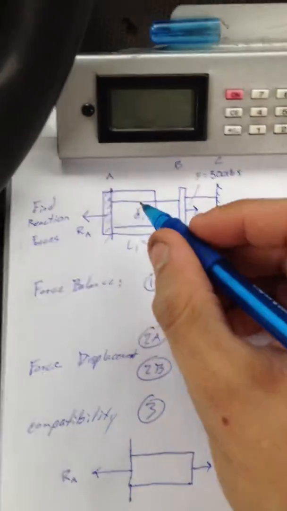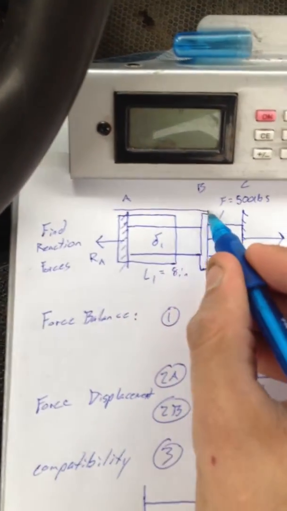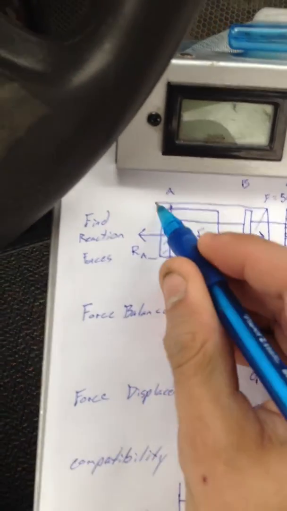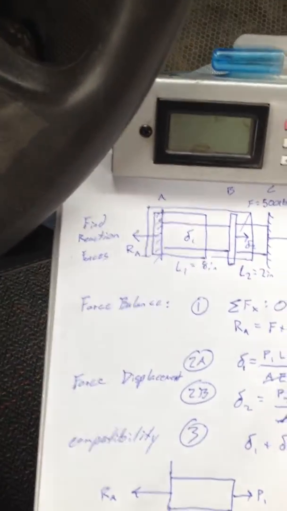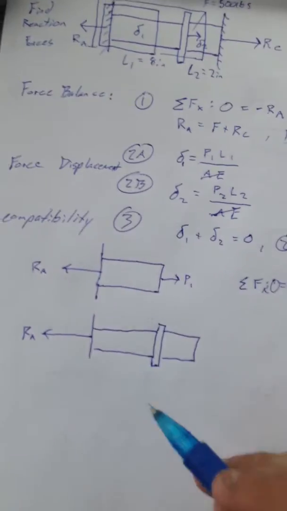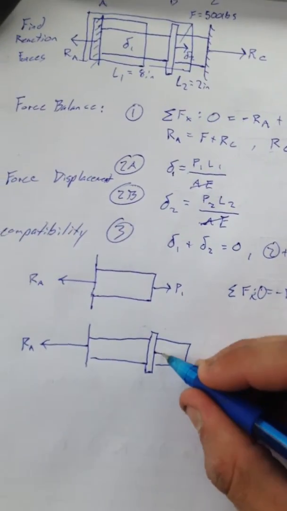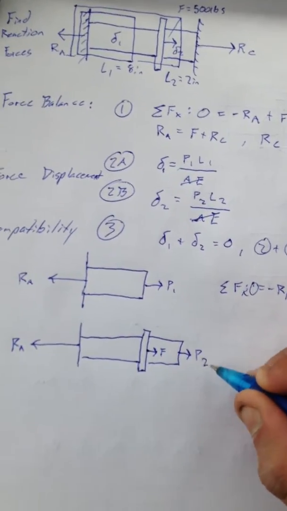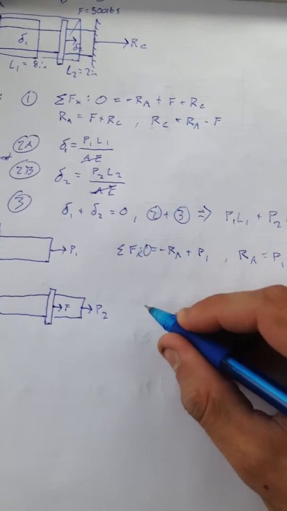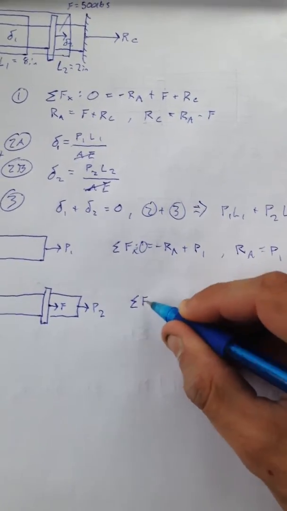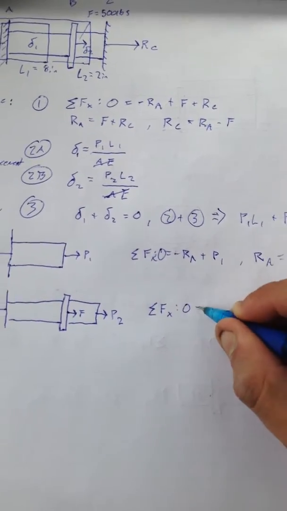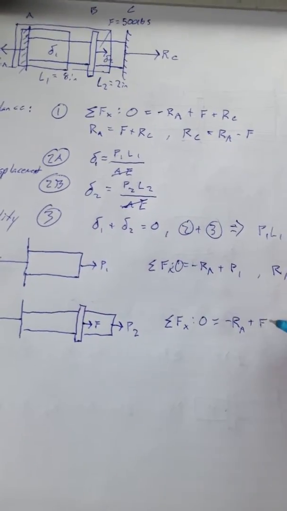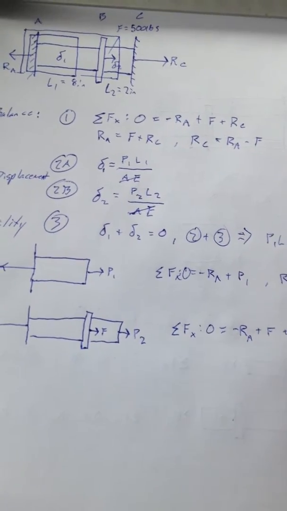Alright, now we got to do this next section. So we'll draw this up there. And I have already drawn it down here, although we need to put in our F and our P2. And then we're going to sum the x forces again. So 0 equals minus RA plus F plus P2.